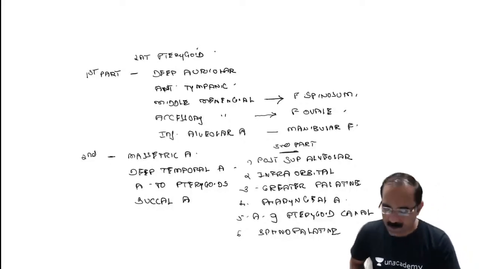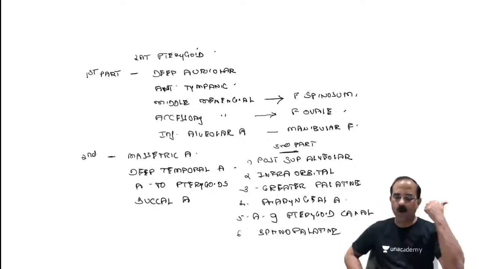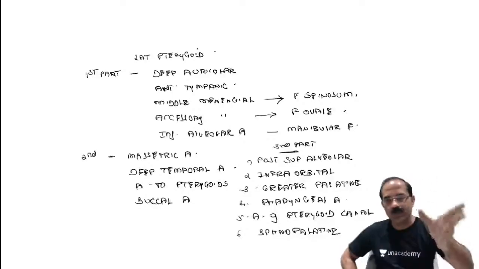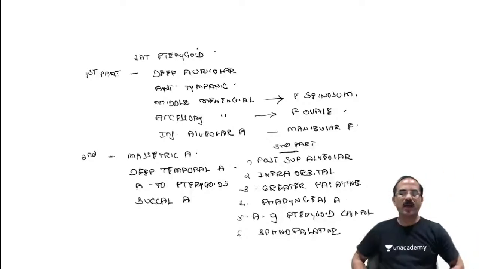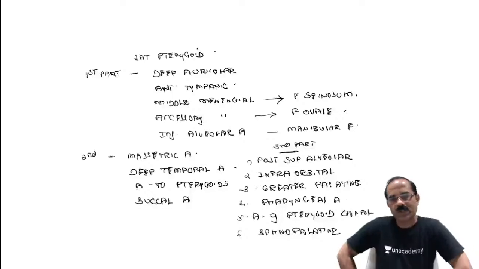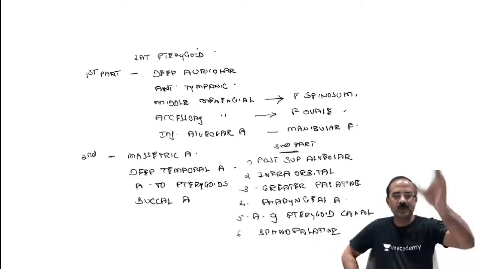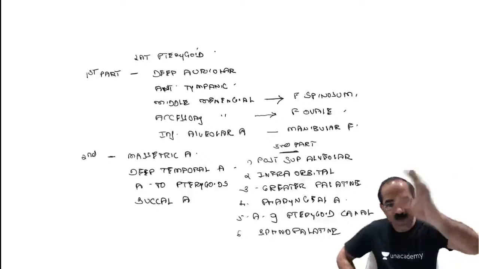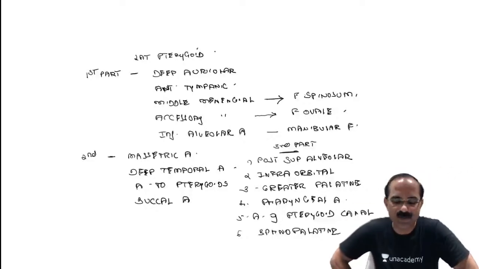So these are the branches: posterior superior alveolar, infraorbital, the greater palatine, the pharyngeal artery, artery of pterygoid canal, and the sphenopalatine. Okay students, there was an MCQ: pharyngeal artery is a branch of what? Pharyngeal artery is a branch of what? And students answered this as external carotid artery. Tell me students, what is wrong in that?